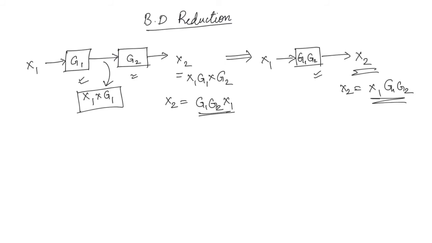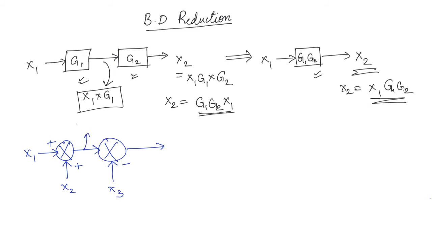So these are blocks in cascaded form. Next we will see what will happen to the summation points in cascade. Let us say you have one signal x1 and here you are adding one signal x2. Let us say this is added positively, and here you have another signal x3 which is added negatively. So this is the output. What will be the output? The output at this point will be x1 plus x2. So the final output will be equal to x1 plus x2 minus x3.